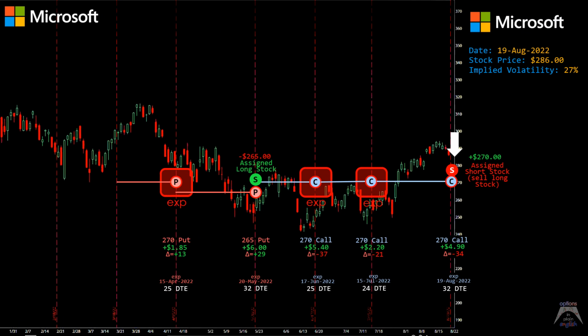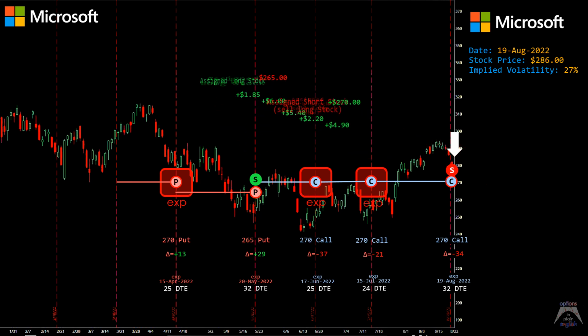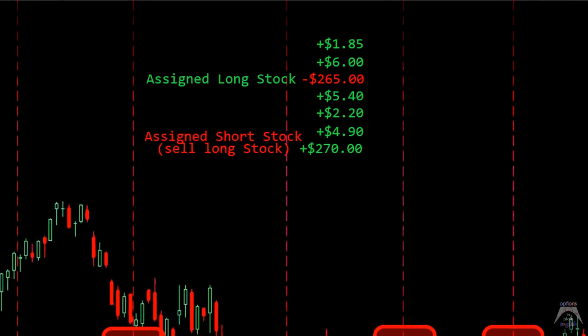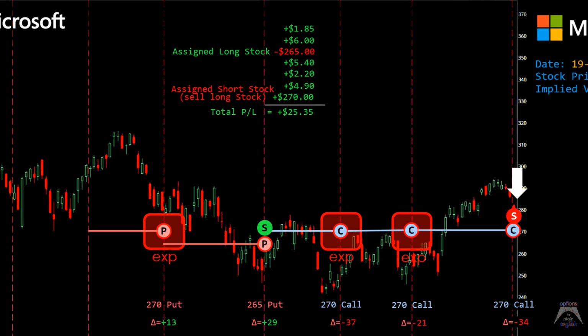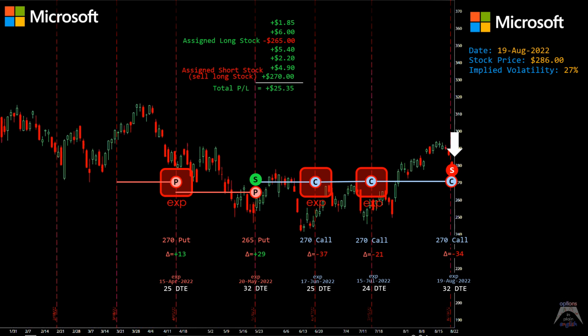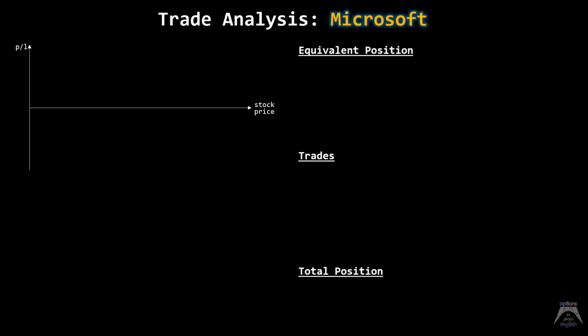This completes a full cycle of the wheel, where we can see that if we analyze the cash flow we received during this 5-month position, we end up with a profit of $25.35 per contract, as a result of the whole trade, excluding slippage and transaction costs. Now, we'll do a detailed trade analysis of this position, including all the trades we already reviewed, so we can see how we can manage our wheel trade over time.